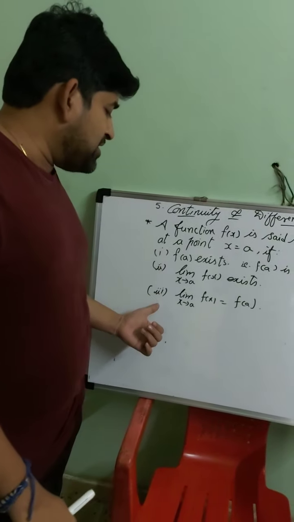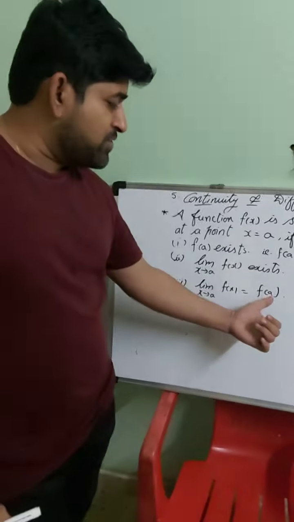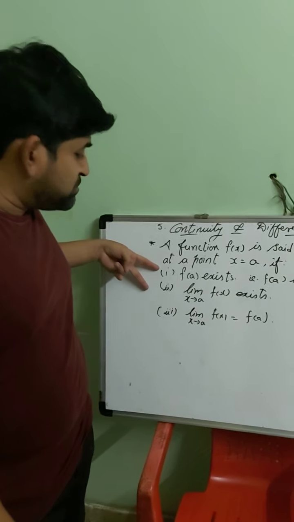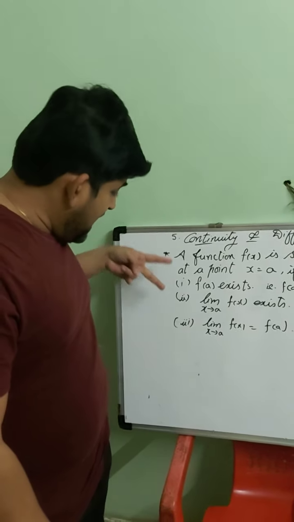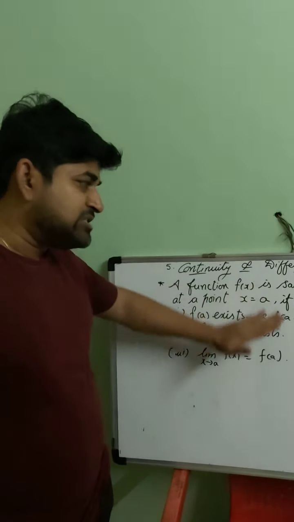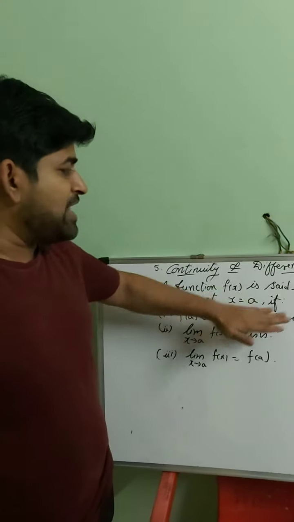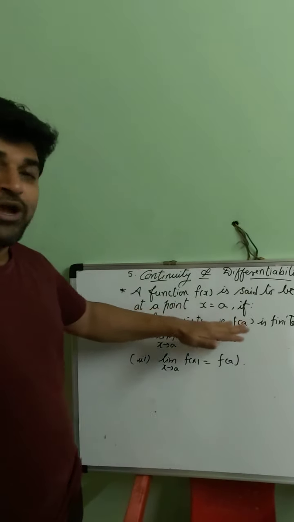And the third and most important thing is that limit x tends to a, f at x should be equal to f at a. That means these first two must exist independently and they should be equal. This is the third condition. If these three conditions are satisfied, then you can say that any function f at x is continuous at that point x equals a. So now I am going to explain how to check. It is a rule to check the continuity of any function at a particular point.